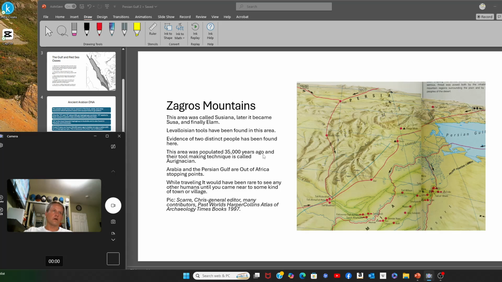While traveling, it would have been rare to see any other humans until you came near to some kind of town or village. The population was sparse at this time. So until you got to cities or towns, it would be rare that you actually saw anybody if you were traveling a long distance.